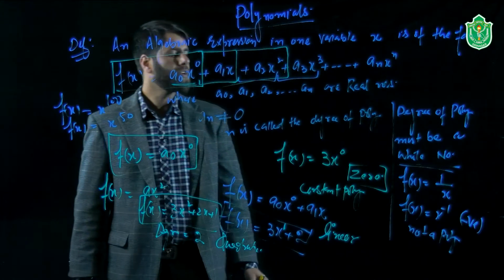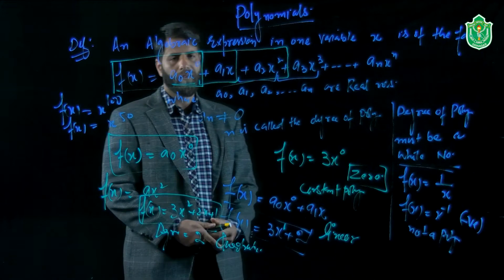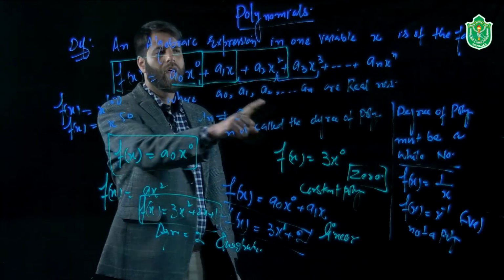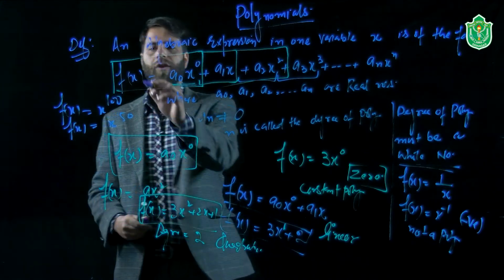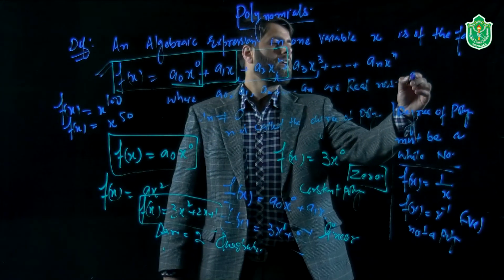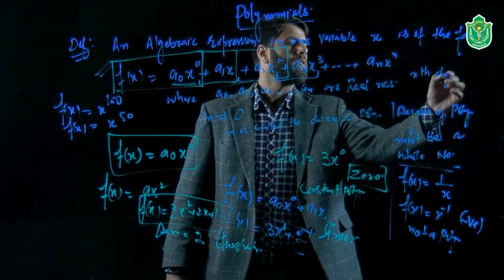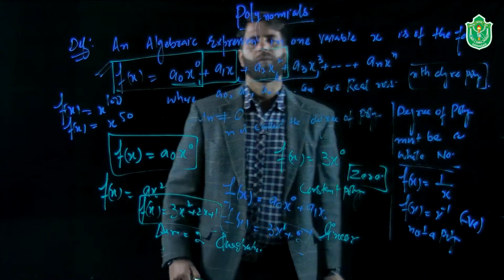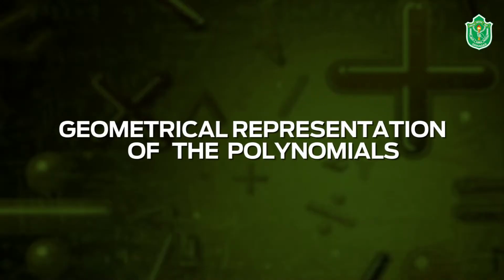So the condition is this: it must be in one variable. Second condition, the degree must be a whole number. And the polynomial which I have defined here in the definition is called an nth degree polynomial. So this is the first topic of your class 10th.